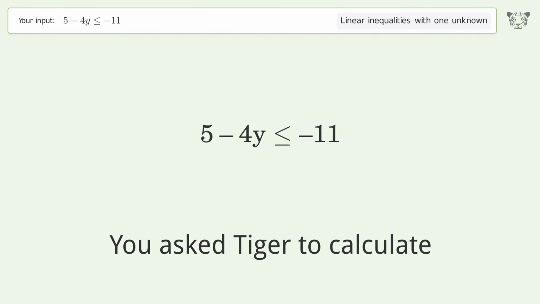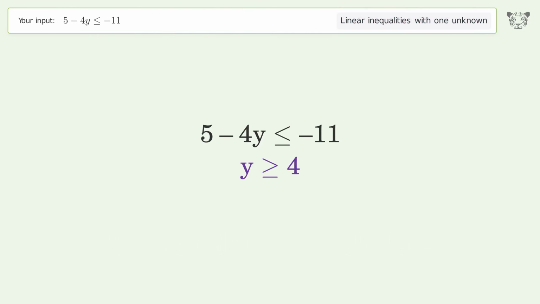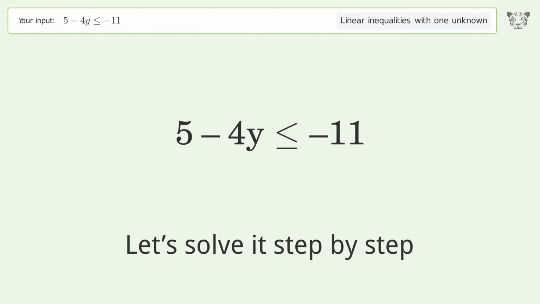You ask Tiger to calculate. This deals with linear inequalities with one unknown. The final result is y equal or greater than 4. Let's solve it step by step.